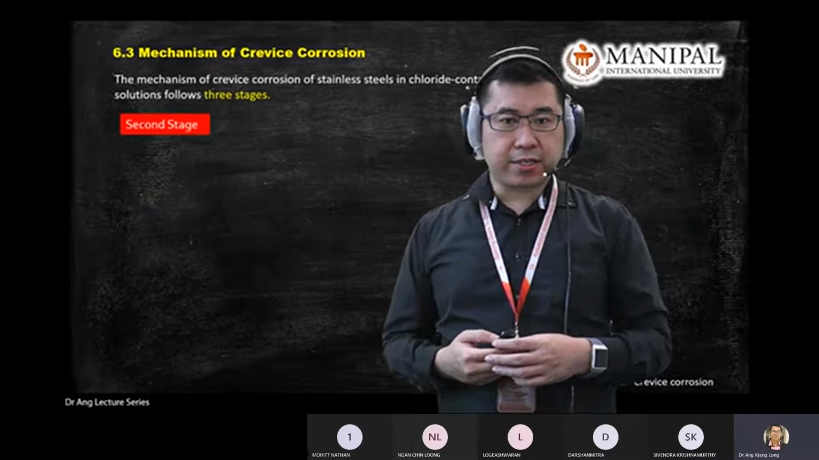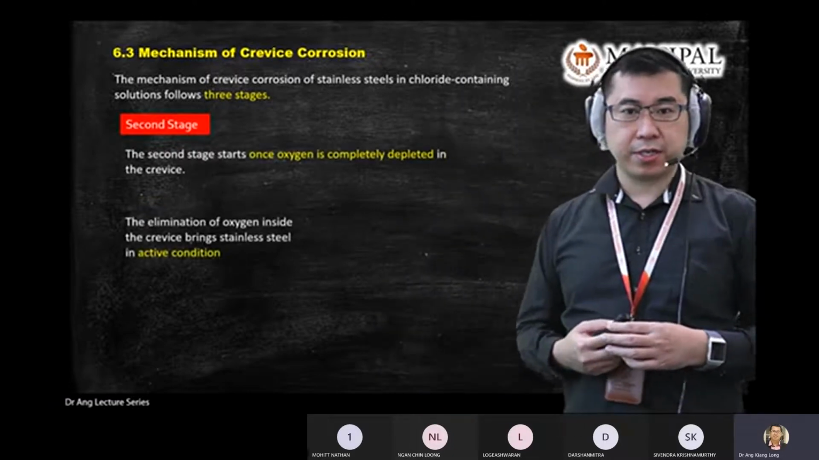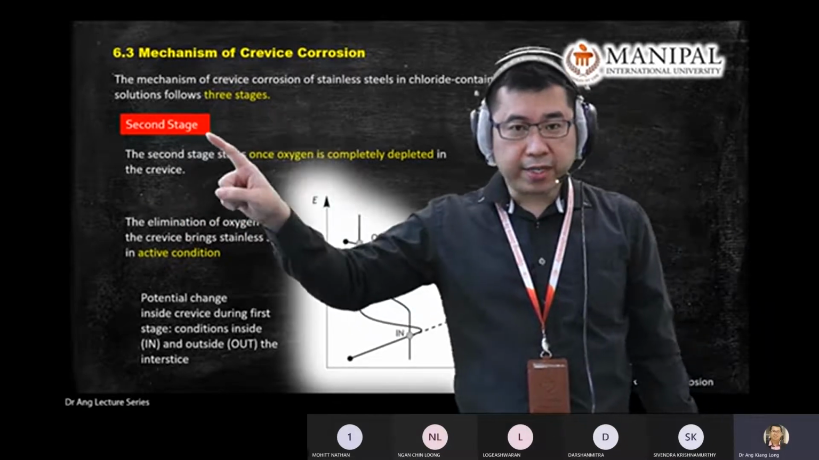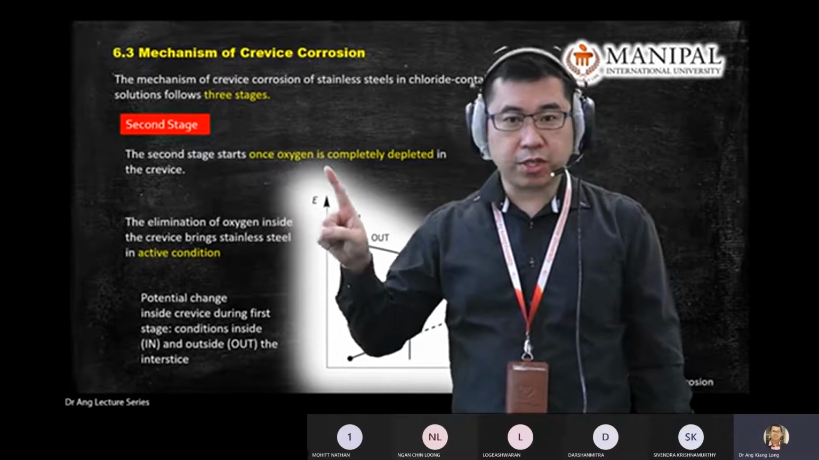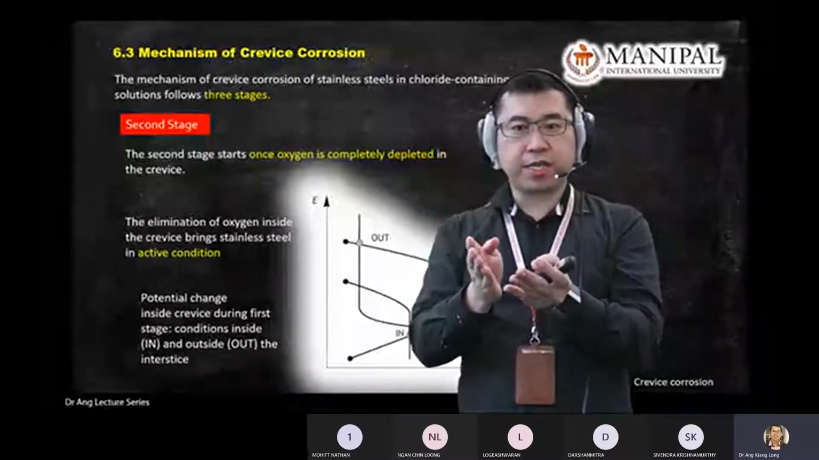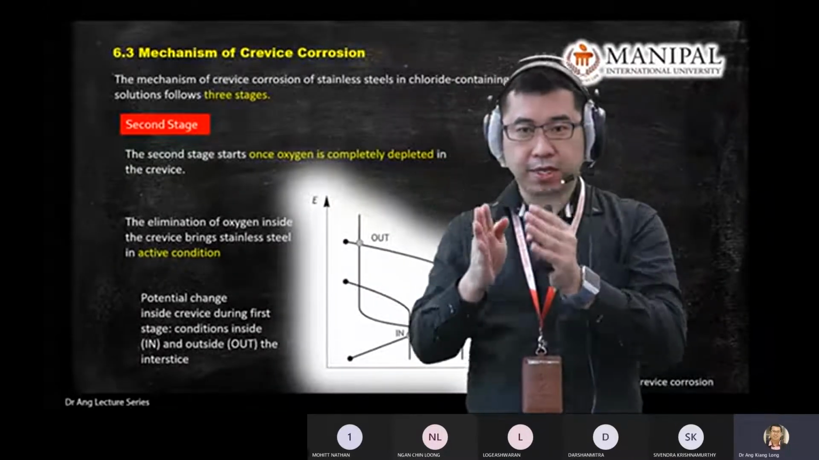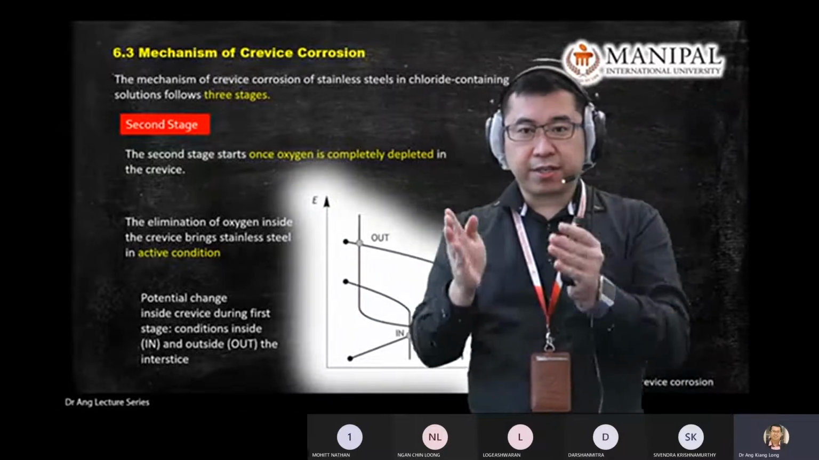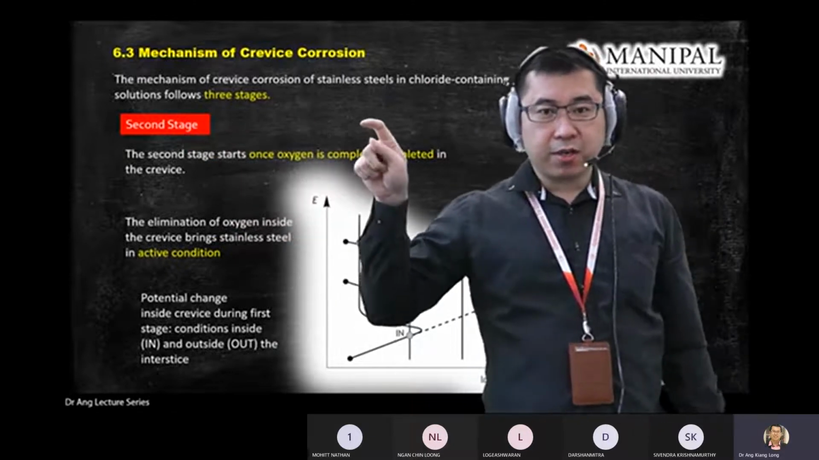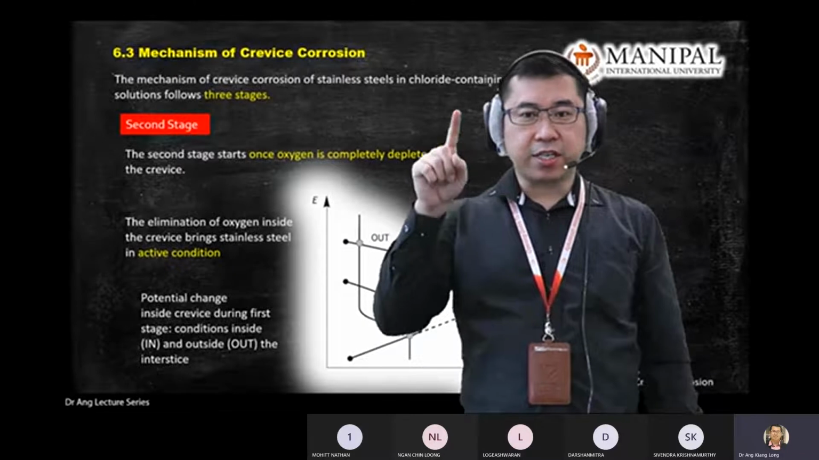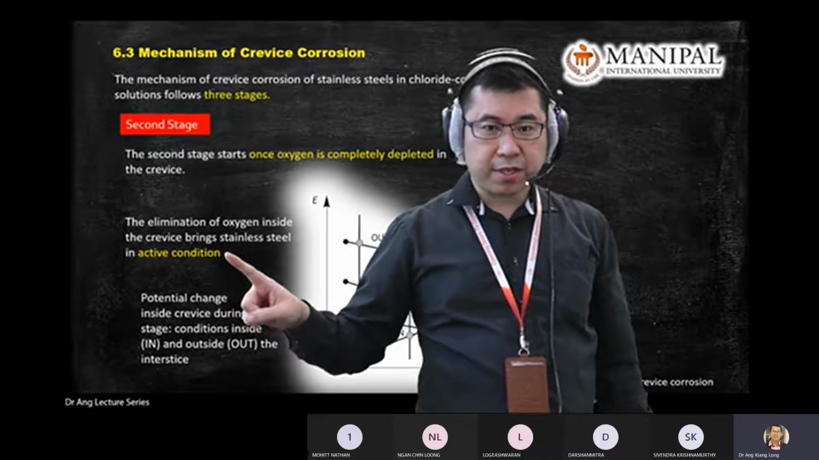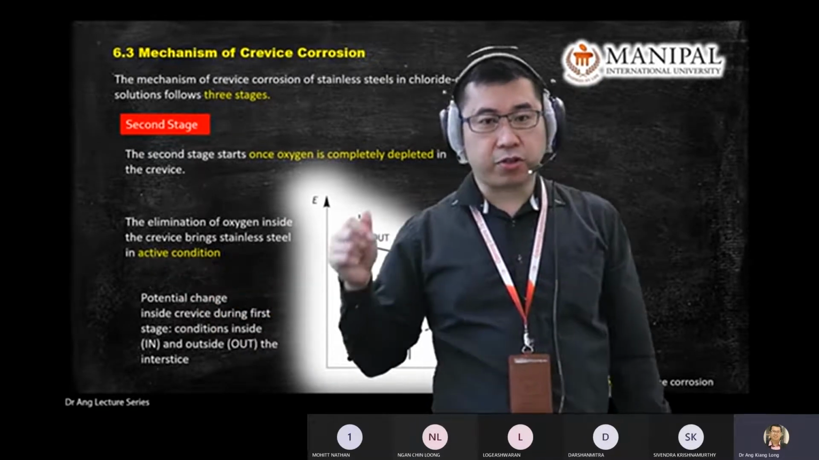Next, look at the second stage. What happened in the second stage? The second stage starts once the oxygen is completely consumed. So inside the gap, after you use up all the oxygen inside the hole, or inside the canyon, then the second stage starts. So the second stage starts once there's no more oxygen in the space there. So elimination of oxygen inside the crevice brings stainless steel to an active condition.